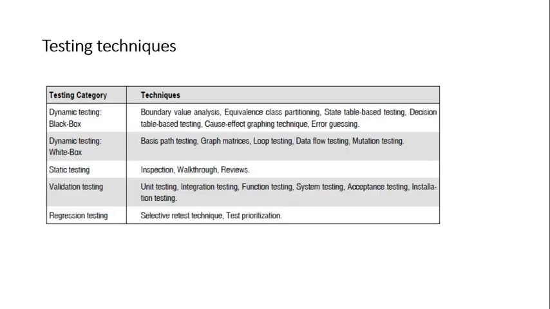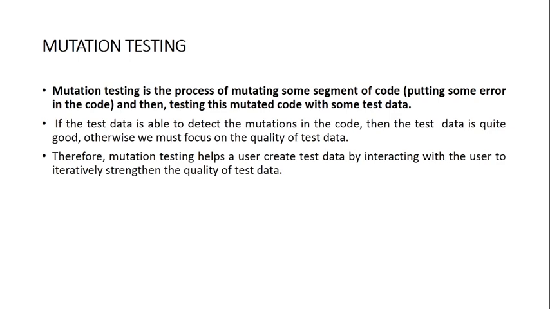Today we'll be discussing another white box testing technique, that is mutation testing. Mutation testing is the process of mutating some segment of code, putting some errors in the code, and then testing this mutated code with some test data. Exactly what is this? What is a mutant actually? A mutant is some changed form. If you have studied biology, you must have easily recognized this term.